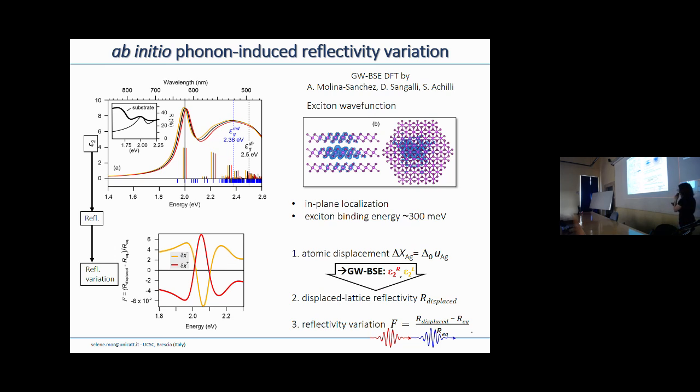The way it is defined is the difference between the reflectance with the atoms displaced from equilibrium minus the reflectivity at equilibrium, normalized over the equilibrium one. Depending on the direction of the atomic displacement, you get this type of reflectivity variation spectrum, where you see parts which are positive or negative, and some nodes where the sign of the reflectivity variation changes. We took the absolute modulus and the sign of this quantity and compared it to the initial amplitude and the phase of our experimental data.